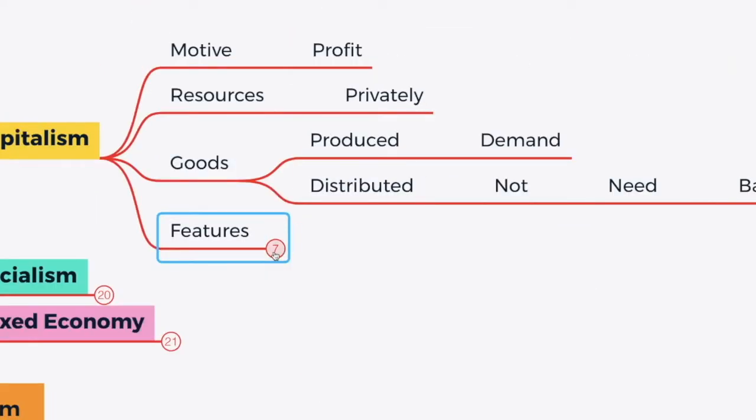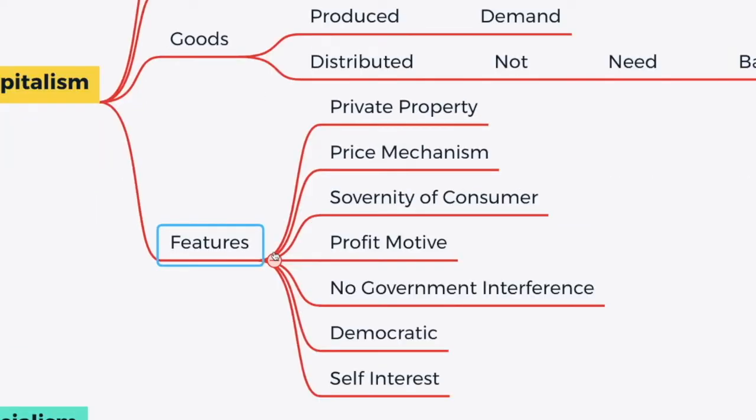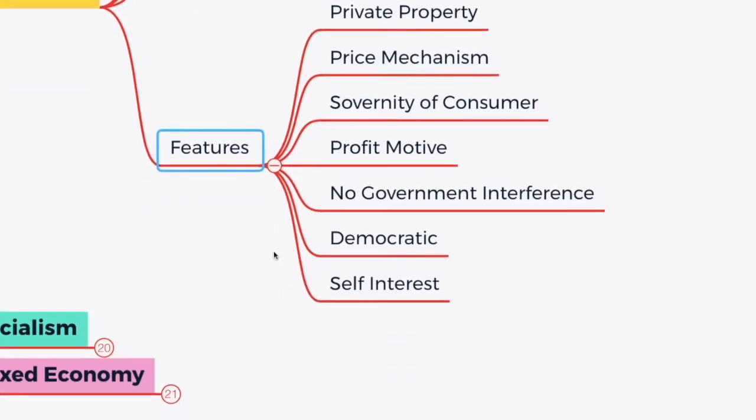So what are its features? First, private property, price mechanism, sovereignty of consumer, profit motive, no government interference. It's democratic and it's self-interest.